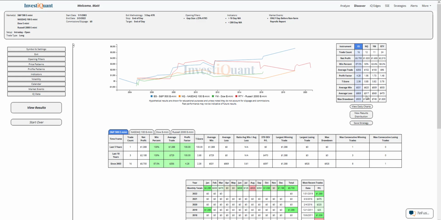If we look at the average moves, the average loss is larger than the average win for the S&P. NASDAQ has a larger average win. The Dow is pretty similar in size, and the Russell is pretty similar in size as well. So we're a little bit mixed here on which side has had the bigger moves on average if you look at it as a group.